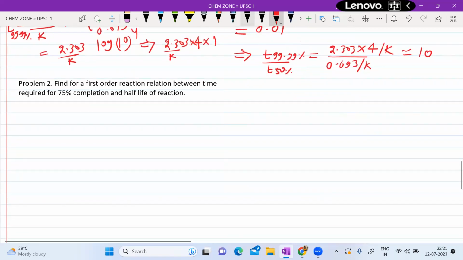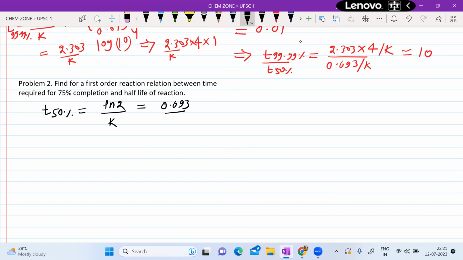It's a similar type of problem which can be asked. As we already know, the half-life for 50% is ln2 by k or 0.693 by k. Now I'm taking this problem in a single step.